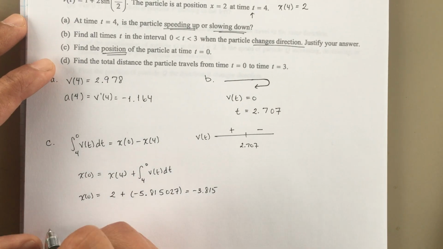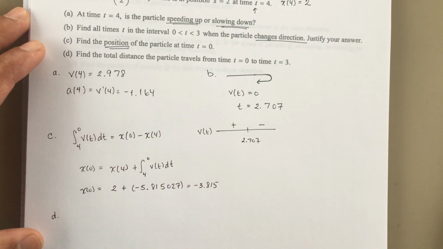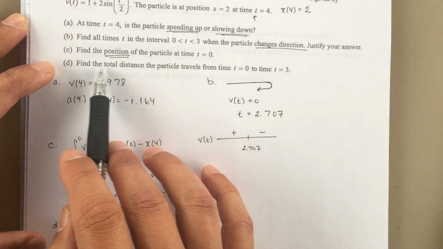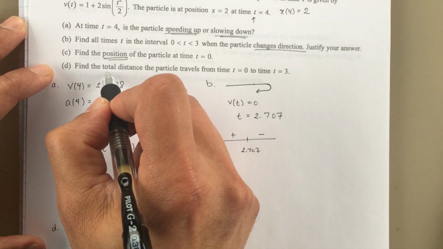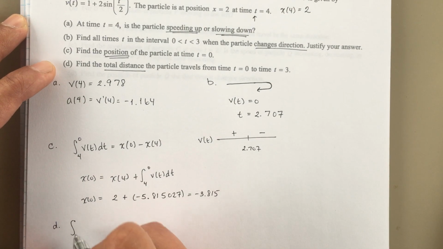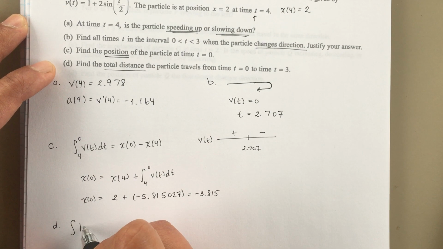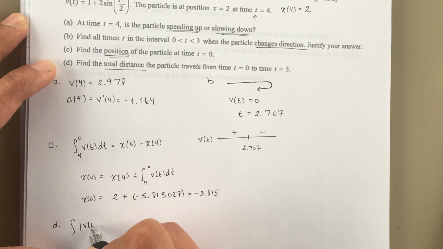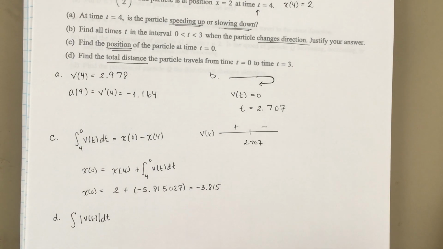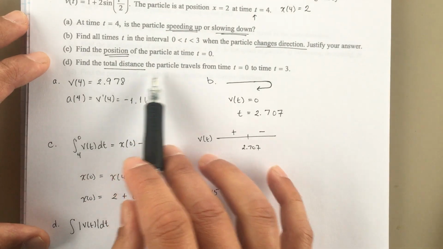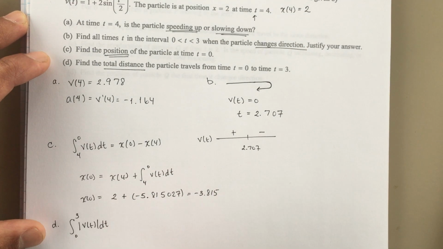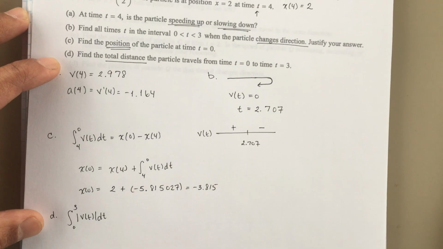A, B, and C. So now part D. It says find the total distance. You see that? We talked about that yesterday as well. Total distance. What's the total distance? It's the absolute value of velocity. Remember that. The absolute value of velocity. What's the total distance of the particle from t equals 0 to t equals 3? So we're going from 0 to 3. And there it is.